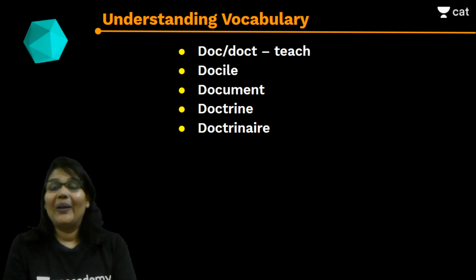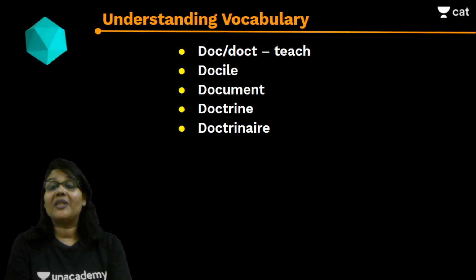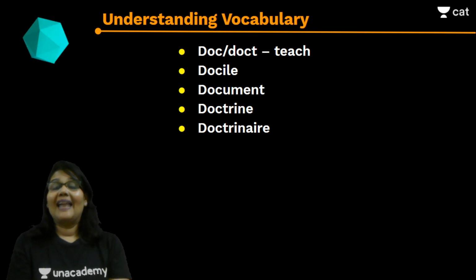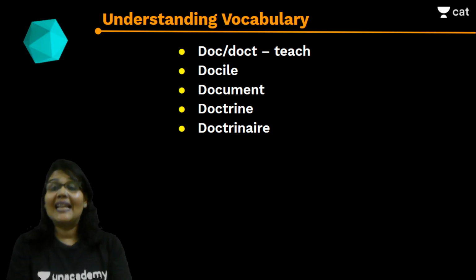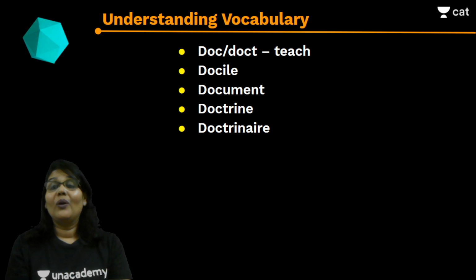Okay. So, let's go to the next one. Document. Documents are certain texts which tell us something, which teach us something. Right? Like sometimes we like to document certain dialogues. Why? Because it tells you something. Let's go to the next word. Doctrine. What are doctrines? Religious doctrine means religious beliefs. Now, these religious beliefs teach us a lot of things, guys, right? The way we should conduct ourselves, it is taught by the religious beliefs, right? They are doctrines.